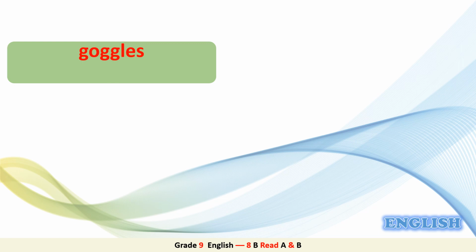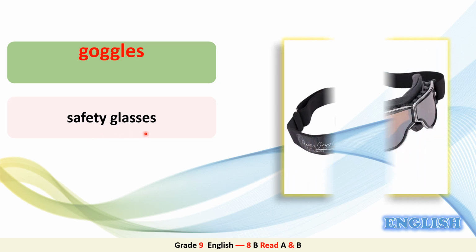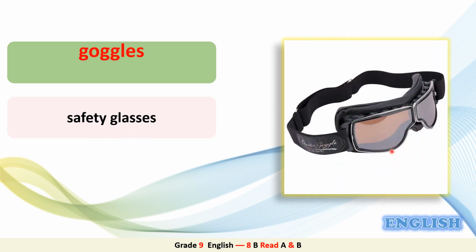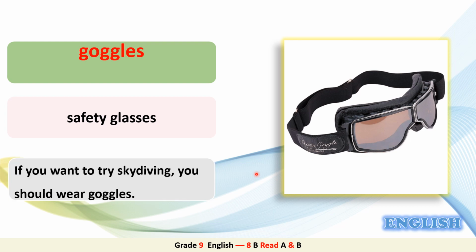Now let's have this new word. Goggles. Repeat, please. Goggles. Goggles means safety glasses. Look at this picture. These are goggles. Do you know when to use them? Do you know where to use them? Now let's read this example. If you want to try skydiving, you should wear goggles. Now what about you? Try to use goggles in a sentence.